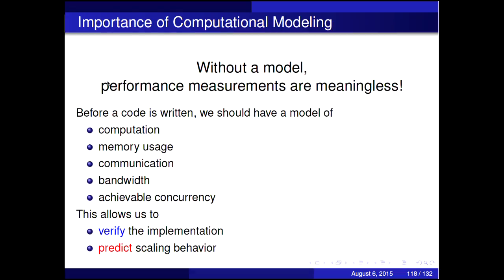Now, this is a very grand slide here, which I think Jed probably contributed. But ideally, you have a model of the computation, the memory usage, the communication, the bandwidth you're going to need, how much concurrency is already there. Getting all of this, of course, is quite complicated. So it's fine to start with really simple models where you only consider a couple of things and then start building up with those over time.